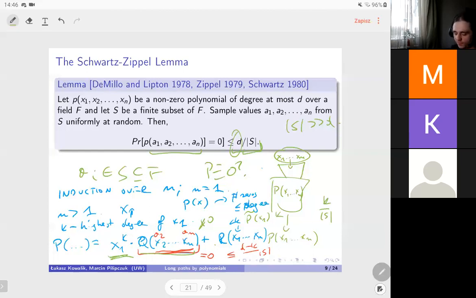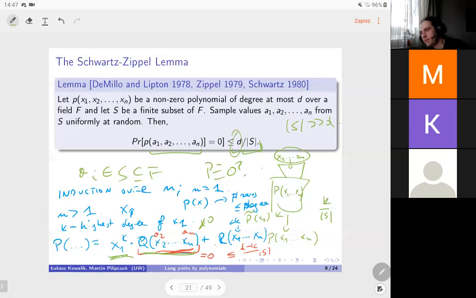Just to repeat the proof: I sample first x2 to xn, and then with probability (d minus k) over S, the coefficient of x1 to the k turns out to be zero, and then I have lost control, and maybe everything is zero. This event happens with probability d minus k over S, and if it doesn't happen, then this coefficient is non-zero. So what I'm left with is a true polynomial of degree k in x1, which has probability at most k over S of being zero after I sample x1. So this plus this sums to d over the size of S, and I'm happy.